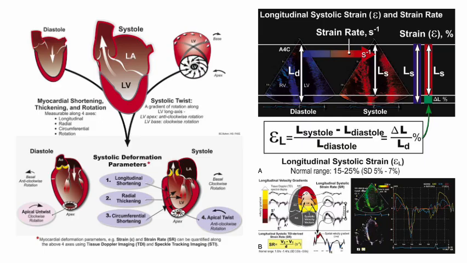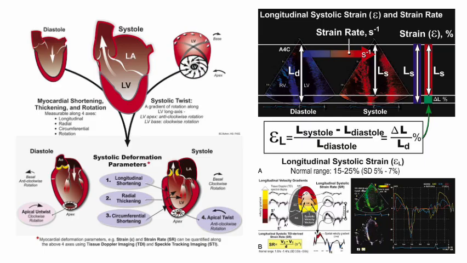But there are three main movements that we've appreciated. One is longitudinal movement, LV movement like that. Two is radial movement. So radial movement is basically thickening and thinning of the LV wall. And then third is circumferential shortening, the twisting motion.